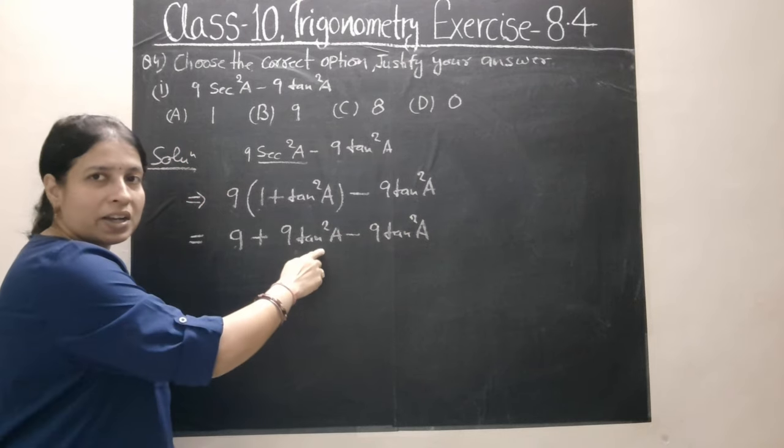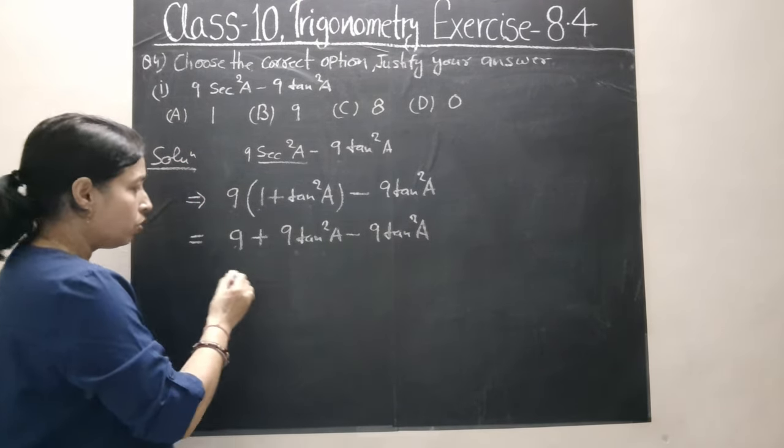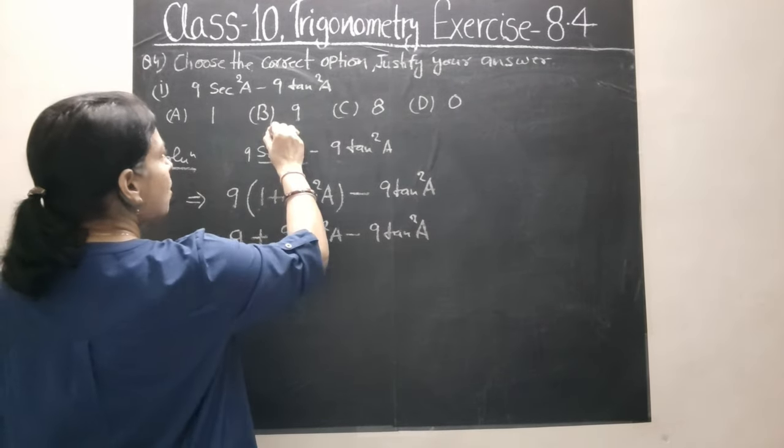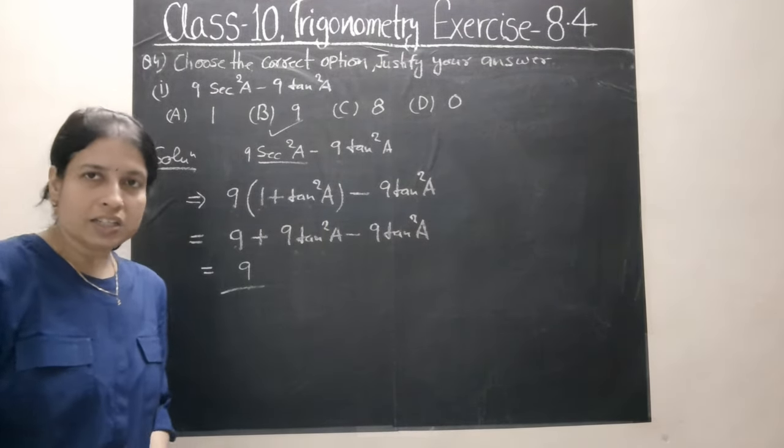Here 9 tan square a minus 9 tan square a will be 0. So it becomes 9. So your answer is 9. So option B is correct. Let us see second part.